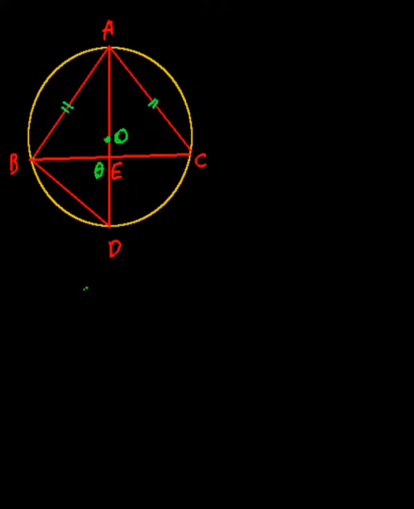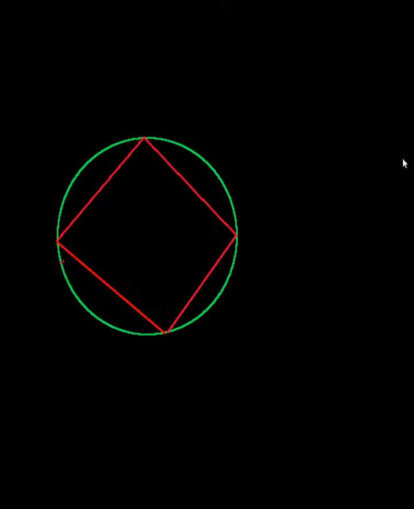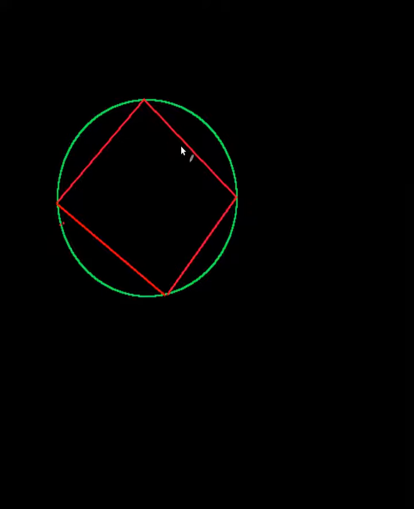In the next question, what I have is a circle, and I have a cyclic quadrilateral. They tell me that this is a parallelogram. What they want me to do is to show that this has to be a rectangle. Or rather, in other words, I need to show that this is 90 degrees.